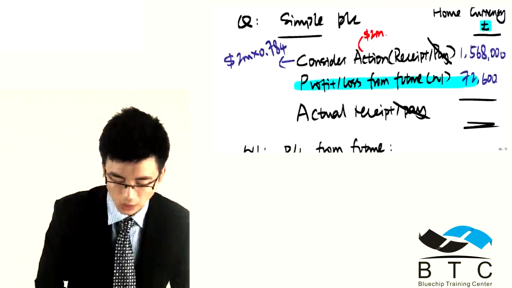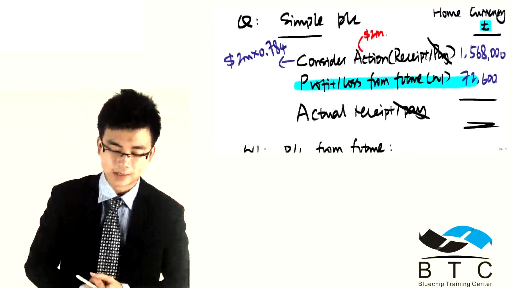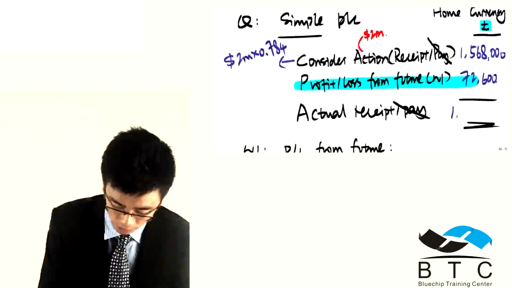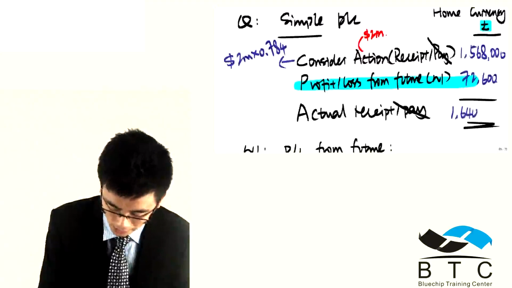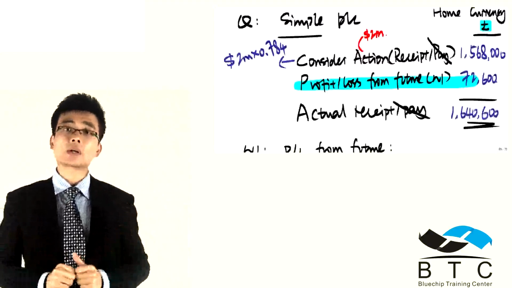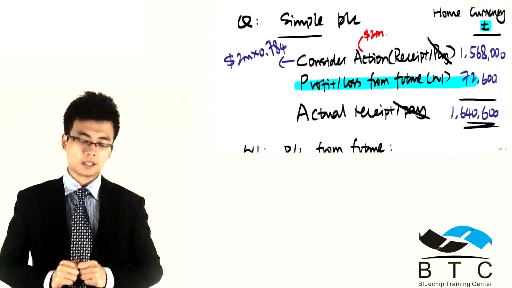1,568,000. This will be the receipt, isn't it? So one plus the other, giving us the total receipt of 1,640,600. Okay, so this is how we're going to use the futures contract here.